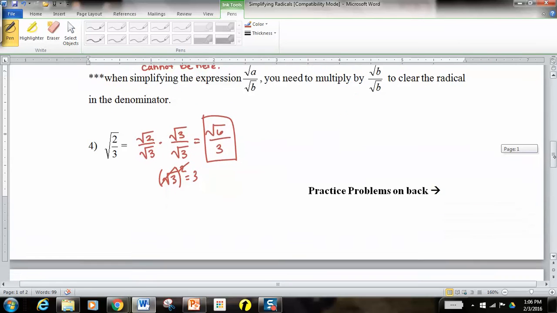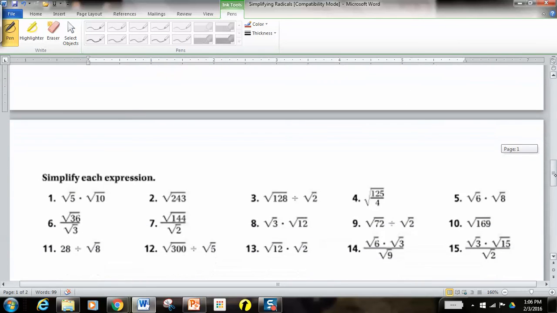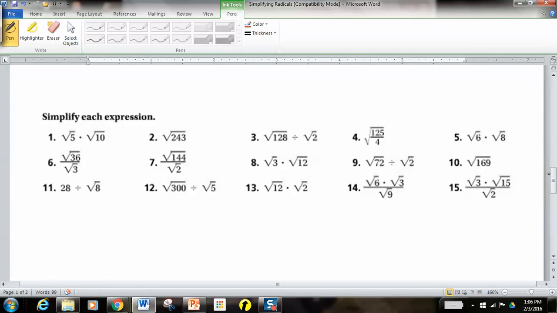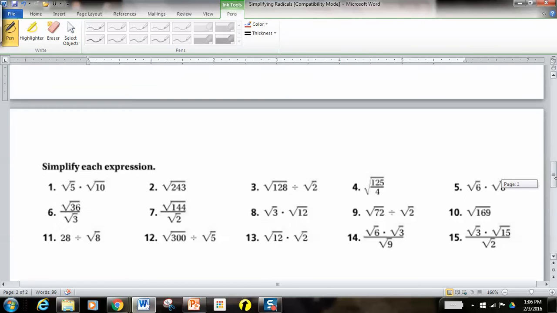All right, in these notes, you have 15 practice problems to do here. So I would like you to go ahead and do this on a separate sheet of paper. If you need to pause the video to write down these problems, that's fine. But then you can turn these in to me for a homework grade. And that's it for simplifying radicals.